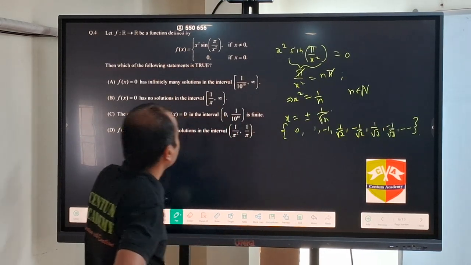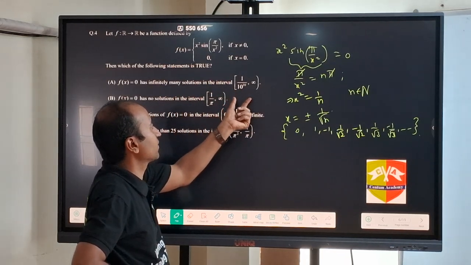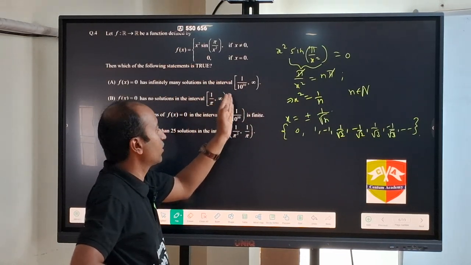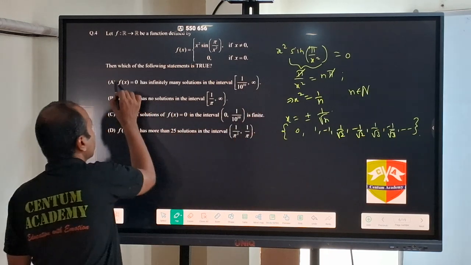While what is the first statement saying? It is saying that it has infinitely many solutions in this interval. That is clearly false. Beyond 1, you will stop getting solutions. So, statement 1 is false.